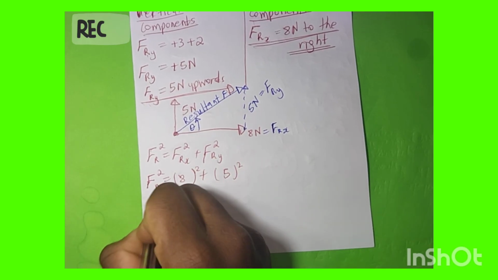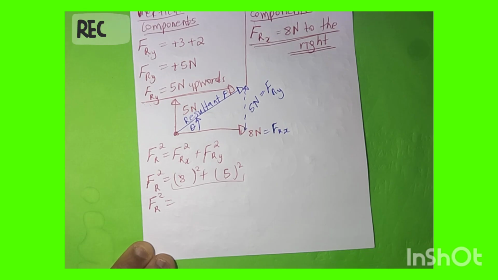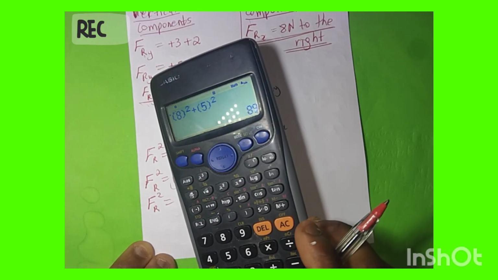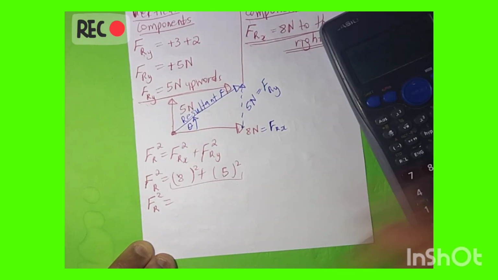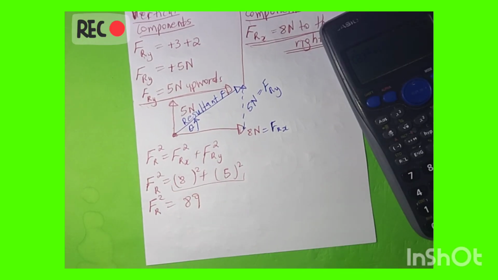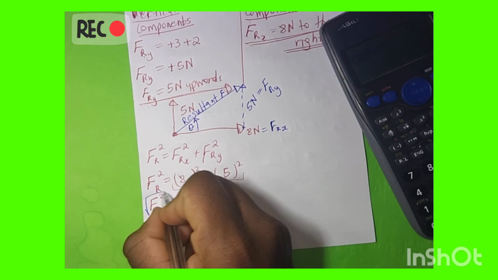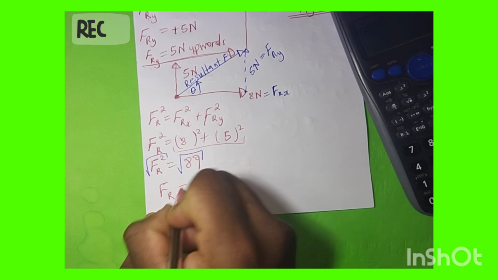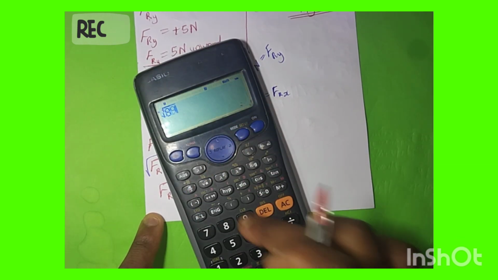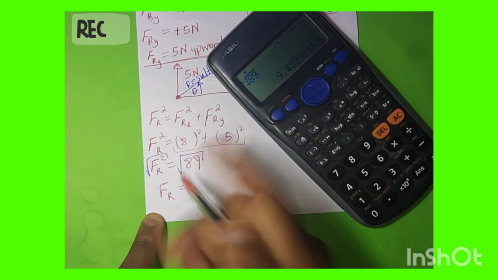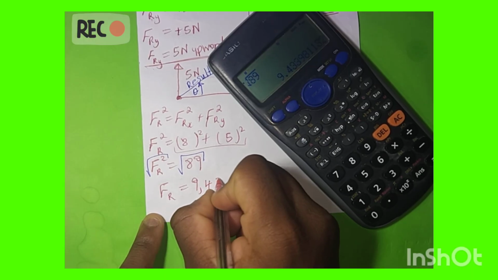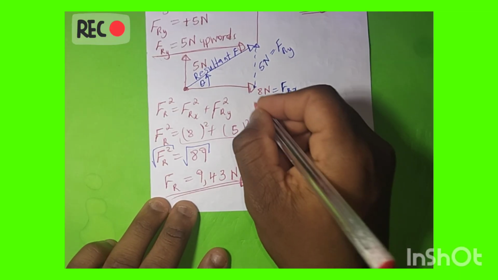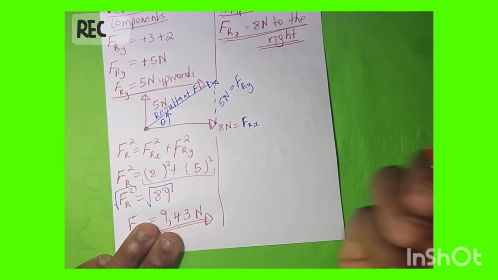Now when I press my calculator, I can press all of that, which is 8 squared plus 5 squared. This is what I get, as you can see. So it's 89. Now to remove that square, you take the square root. The resultant force is the square root of 89, which is 9.43 Newtons. That's your magnitude, by the way. Now what I should get is the direction.